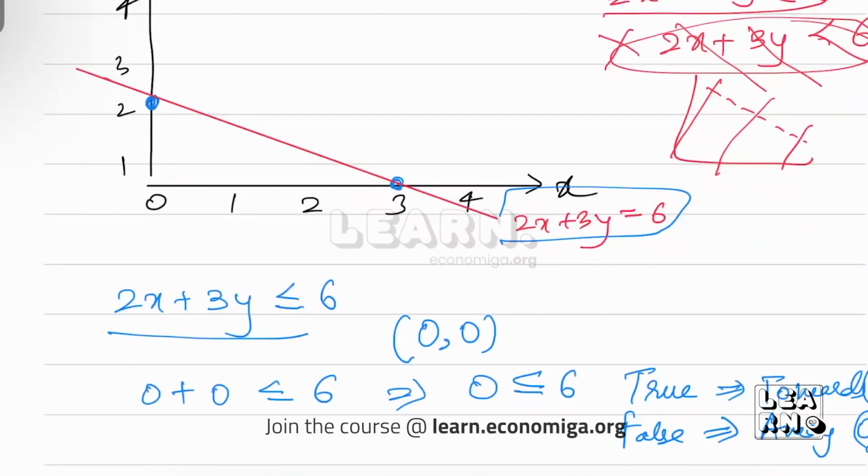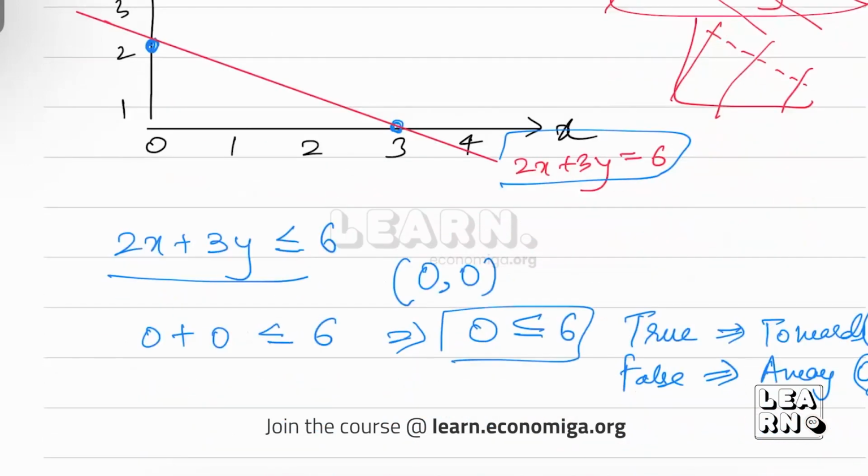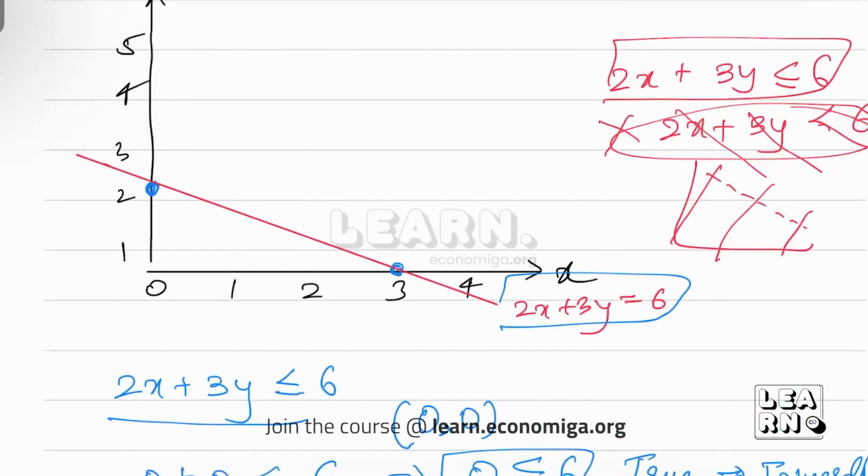That means that 0 is less than 6. That is true, right? You don't need to worry about it too much. That is true. So you shade towards the origin. We know that x and y are greater than or equal to 0. So we have got this region as a budget constraint, right?